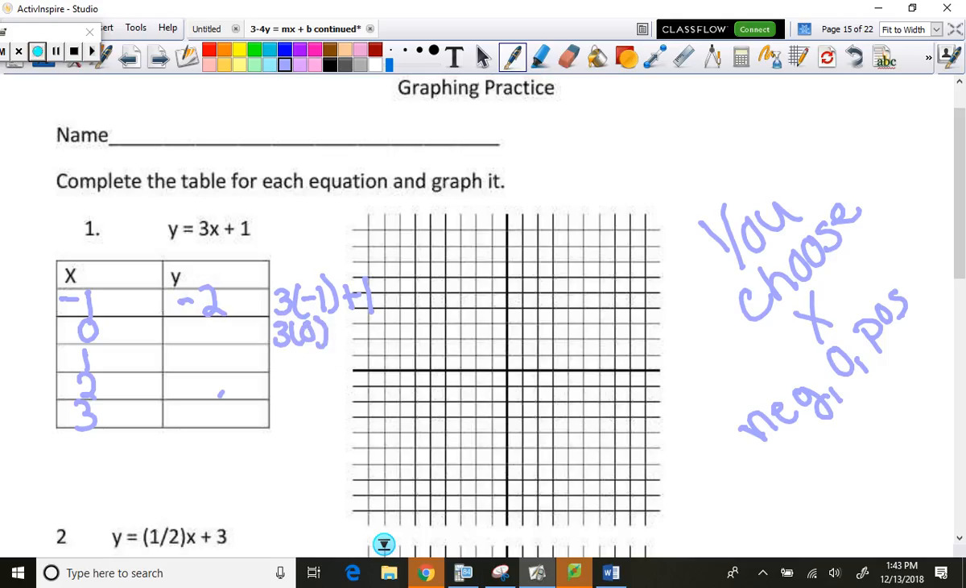3 times 0 plus 1, an answer of 1. 3 times 1 plus 1 gives me an answer of 4. 3 times 2 plus 1 gives me an answer of 7. 3 times 3 plus 1, of 10. And now plot those points. So negative 1, negative 2, 0, 1, 1, 4, and then 2, 7, sorry. And 3, 10.